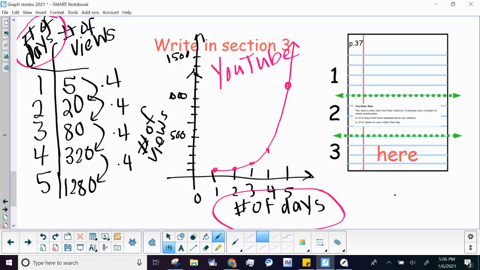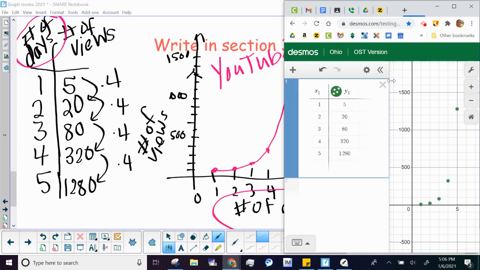Okay, so hopefully graphing stories will be a little bit easier with some steps. You are now going to do one practice problem and then take pictures of all your stuff and put it in Google Classroom on the assignment.